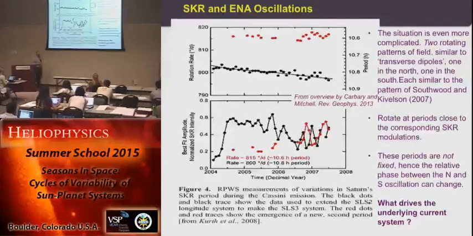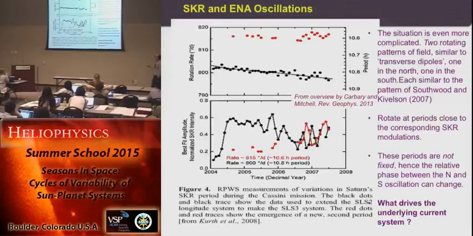Okay, there was a very good review, which if you're interested, I recommend you read, by Carbary and Mitchell, which talks about the periodicities in other data sets, particularly SKR, Saturn kilometric radiation, and ENA, energetic neutral atom observations. And somewhat interestingly, it turns out that the picture is even more complicated than we thought. So initially, the observations show that this period drifted with time. It wasn't a fixed period. And now, additional analysis that's been possible because of additional spacecraft orbits seem to indicate that there are two distinct periods, not just one. Okay?